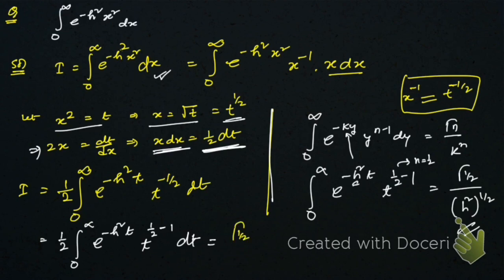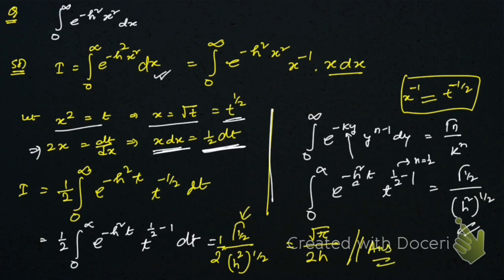Gamma half divided by h square whole to the power half, and we have one more half here, so let me write that half here. Okay, so this is going to be equal to 1 by 2h, and gamma half is square root of pi, right? So this is our answer. So hope you have understood this. Now let's move on to the next question.